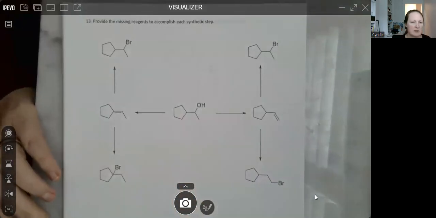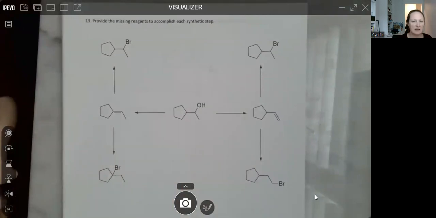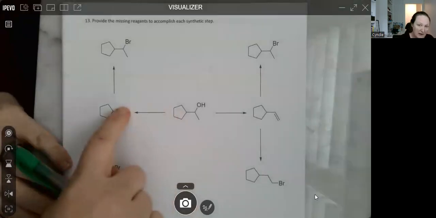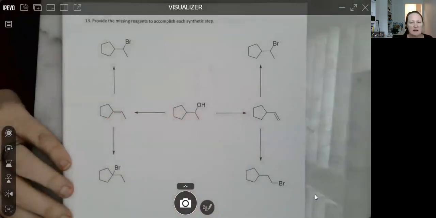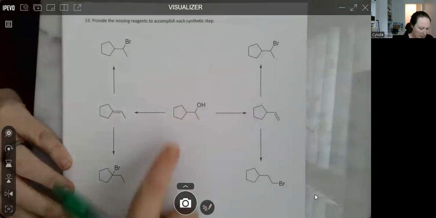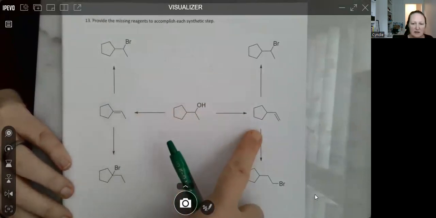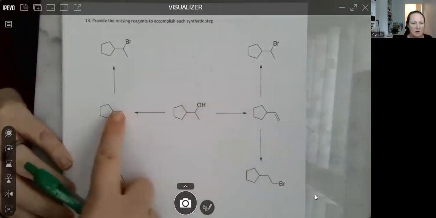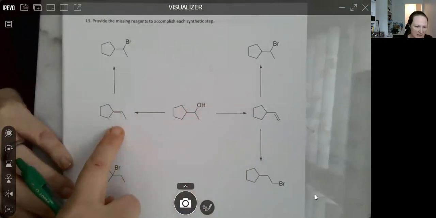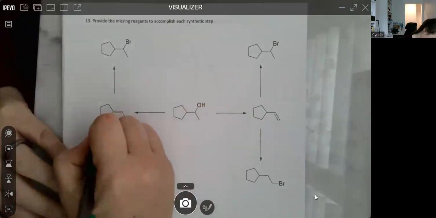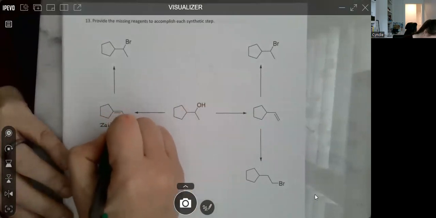All right, the next question, provide the missing reagents to accomplish each synthetic step. So notice how this one's sort of going in opposite directions here, right? So we'll want to pay attention to that. So from here, we're starting with the secondary alcohol, doing an elimination to either get the Hofmann product or the Zaitsev product, right? So we can kind of take some notes here, right?